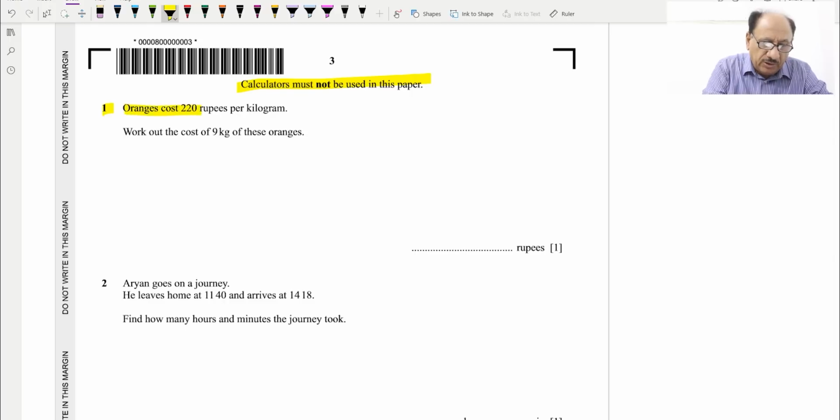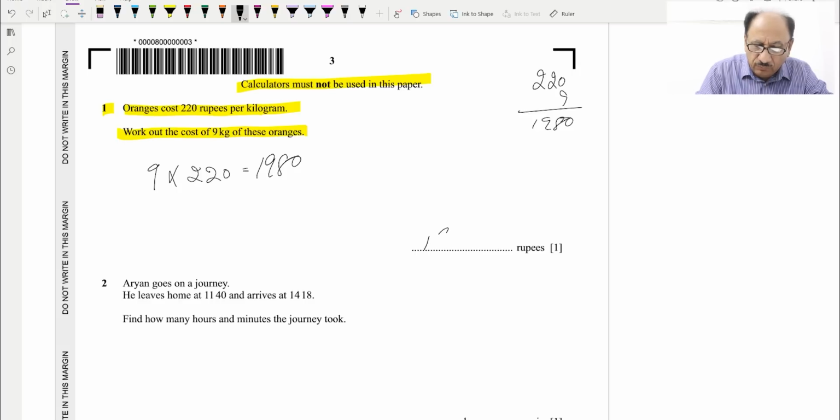Question number 1: oranges cost 250 rupees per kilogram. Work out the cost of 9 kilograms of these oranges. So 9 multiplied by 250 for each kilogram. If you multiply this, you will get 2250. Your mental math should be better because in this case you will not be using a calculator. So this will be your complete answer, and this is for 1 mark.